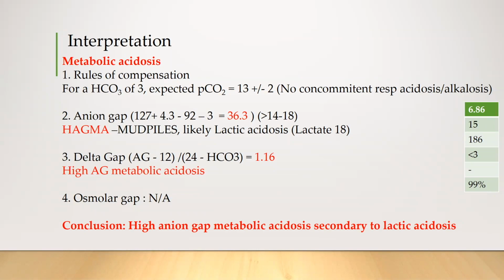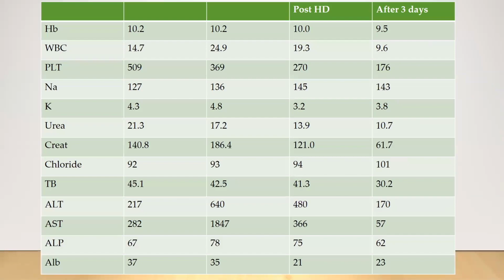So the conclusion from just a few ABGs and some basic RP, we can actually have an idea that the patient might be having a high anion gap metabolic acidosis, probably secondary to lactic acidosis. Furthermore, these are just blood investigations. You can see that post-HD, she actually became better, the AKI improved.